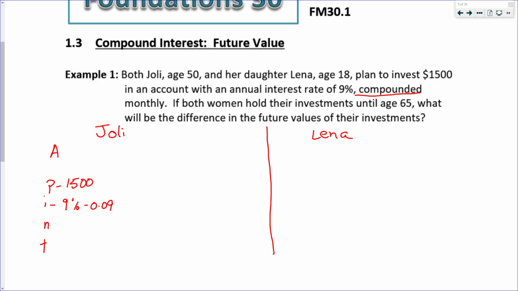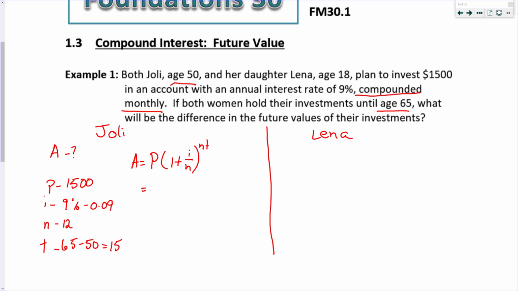And then for our N, which is the number of times compounded in a year, it says it's compounded monthly, so that is 12 times each year. Now for the term, Jolie started at age 50, and they're going to pull the money out at age 65. The difference between 65 and 50 is 15 years. So our term is 15 years, and our future value is our question mark. For the formula, A is equal to P times 1 plus I over N, raised to NT.